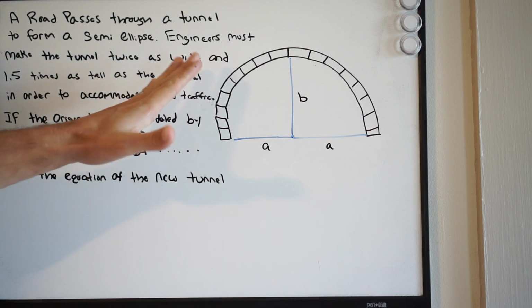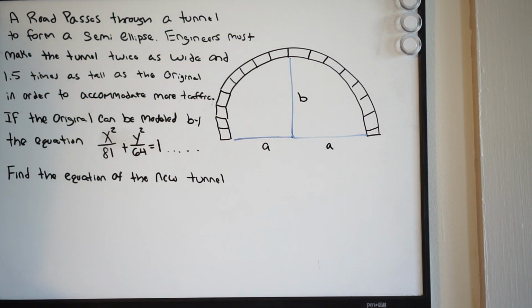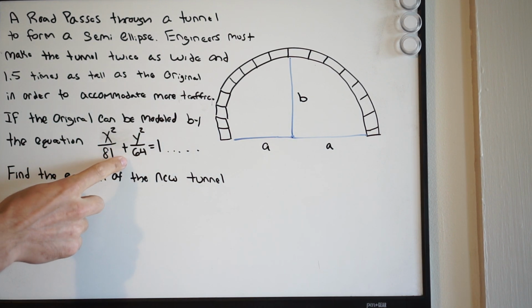So to the right here we have a tunnel, and we have our semi-ellipse modeling that tunnel, and this is of the old one. They're building a new one. So we have to create an equation of this new tunnel. Now we're given the equation of the old one right here.